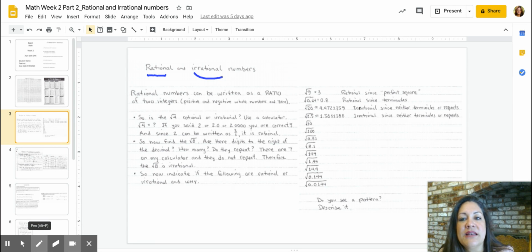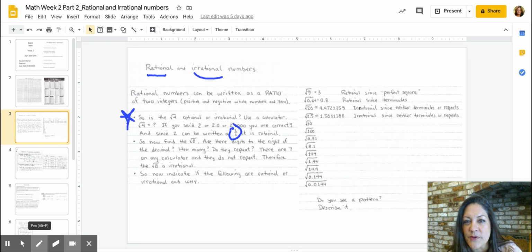Rational numbers can be written as a ratio of two integers. Ratio should give you a flashback to seventh grade math. So this is positive and negative whole numbers and zero. So is the square root of 4 rational or irrational? Use a calculator if you need. Square root of 4, it should be 2 or 2.0, and you would be correct. And since 2 can be written as 2 over 1, it is rational. So that is our ratio, 2 to 1.